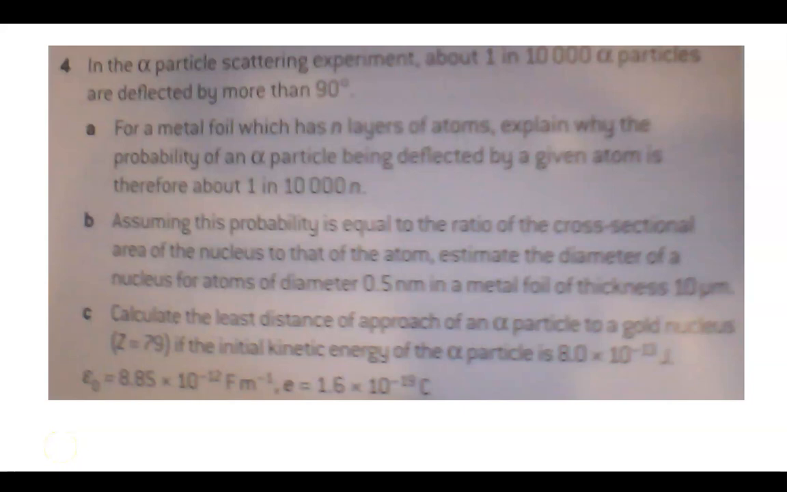In a particle experiment, about 1 in 10,000 alpha particles are deflected by more than 90 degrees. Assuming this probability is equal to the ratio of the cross-sectional area of the nucleus to that of the atom, estimate the diameter of the nucleus for atoms of diameter 0.5 nanometers in a metal foil of thickness 10 micrometers.